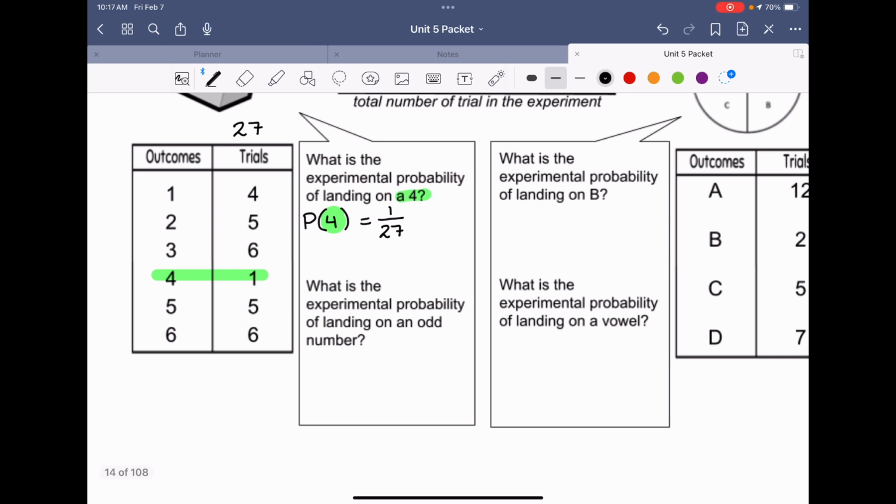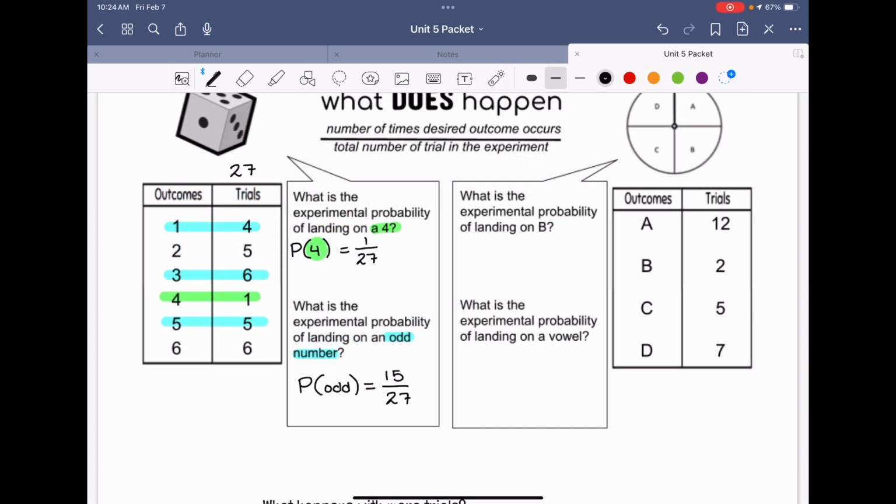What is the experimental probability of landing on an odd number? So this time we're figuring out the probability of the odd number. I'm going to look. I've got 3 odd numbers, 1, 3, and 5. Whenever I'm figuring out all of those, I have to add up all those trials. So 4 plus 6 plus 5 gives us 15. So the probability of an odd number equals, and then we're going to simplify.